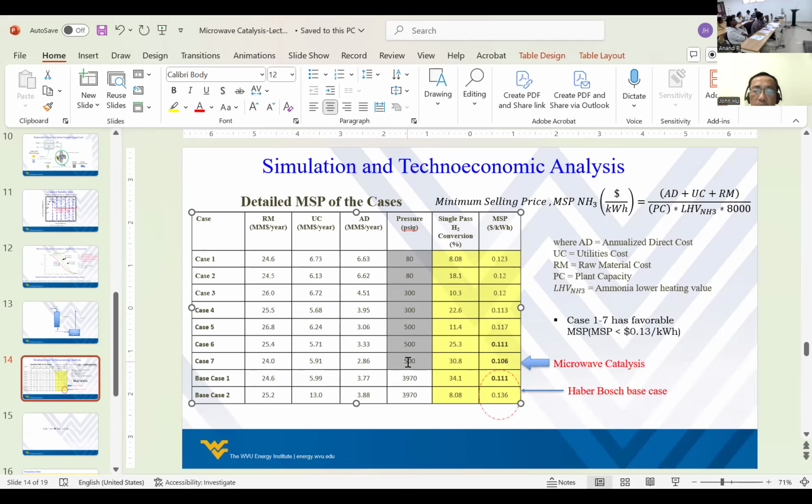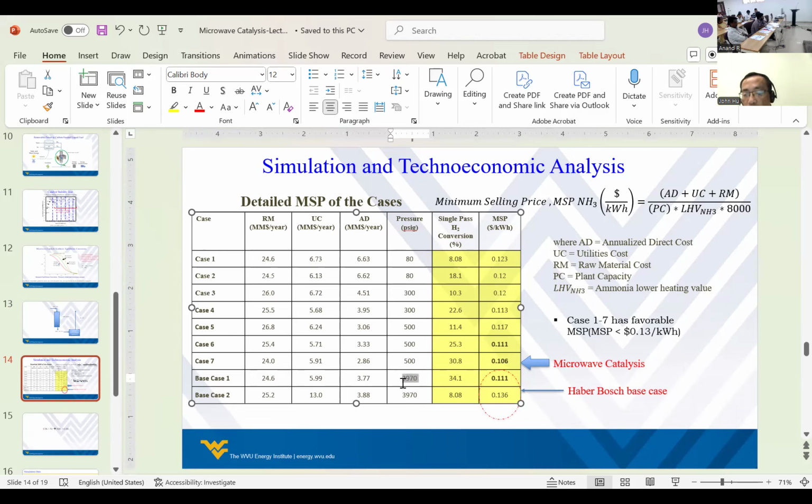The only difference is the back-end separation. Sometimes they use the so-called solid solvent. Sometimes they use molecular sieve, pressure swing. It's all different technology to separate ammonia. And then we compare with the base case, which is the high pressure separation. It's the Haber-Bosch case. Okay, make sense?